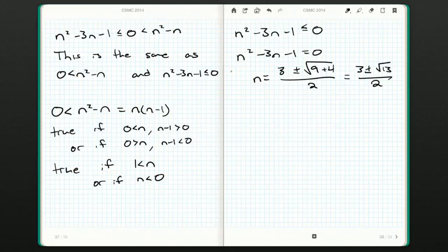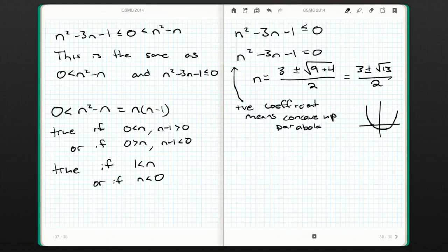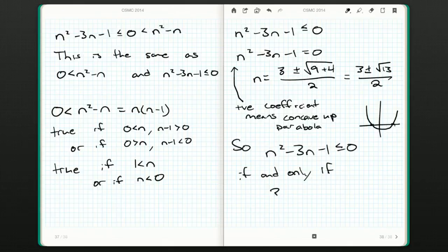Now, this positive a value here, is it concave up or concave down? It's concave up is what it's called. So the one I mean is it's going to sort of look like this. So if we want to be less on the y-axis, we'll be between the roots. So (3 minus root 13) over 2 is less than or equal to n, less than or equal to (3 plus root 13) over 2.